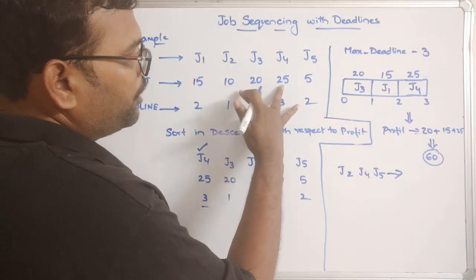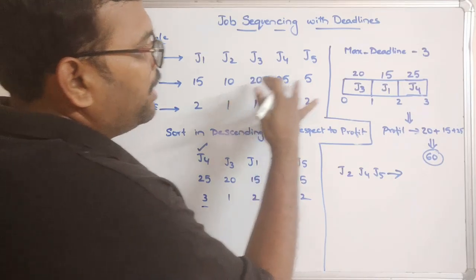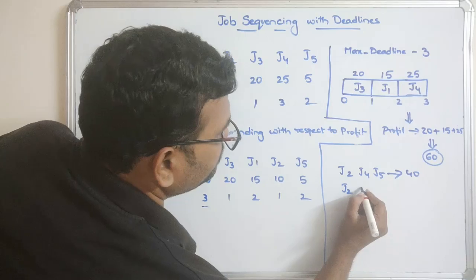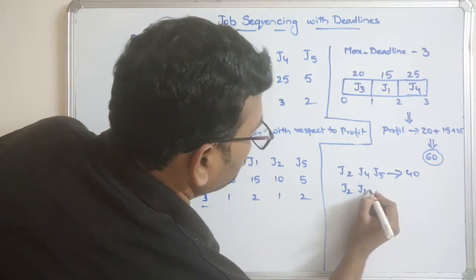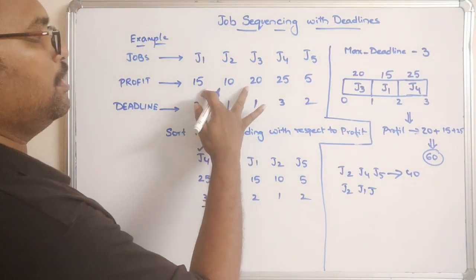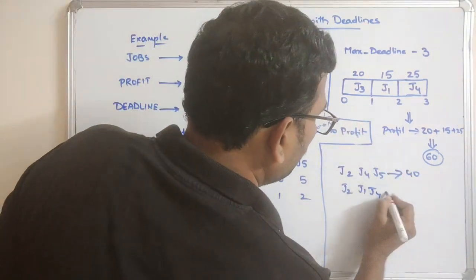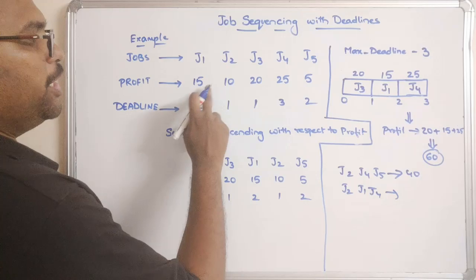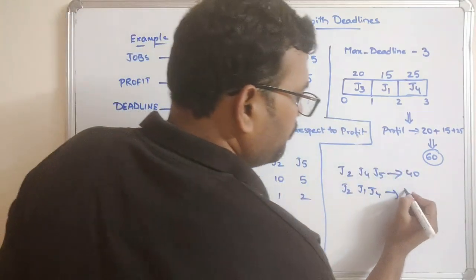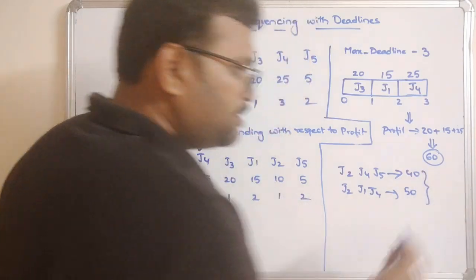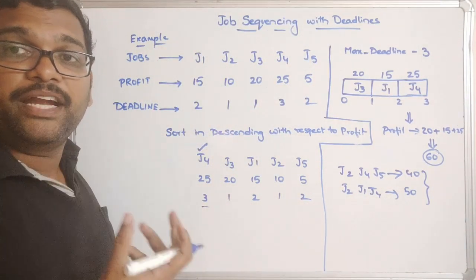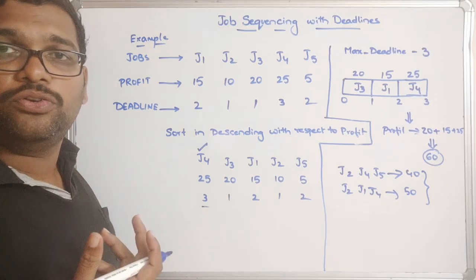What is the profit here? J2 10, J4 25, so 35, and J5 is 5, so it's 40. And also you can go with J2, J1 and J4: J2 10, J1 15, J4 25. It will be 50. So in both the cases we will get a profit.